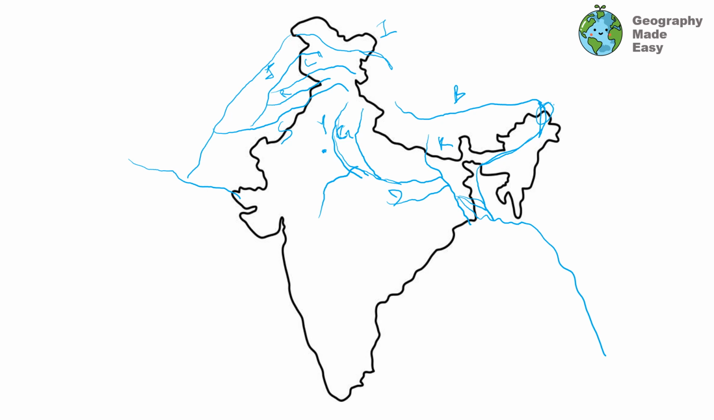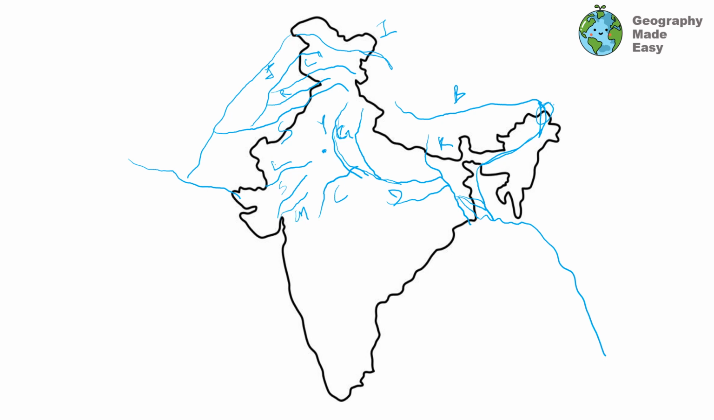We have Luni, which is the sole river flowing through Rajasthan plains. So Gujarat and Rajasthan border, this point from here it is flowing. This is my Luni river. We have Sabarmati and Mahi, both occurring at the southern tip of Gujarat and easy to remember because of where they are existing.